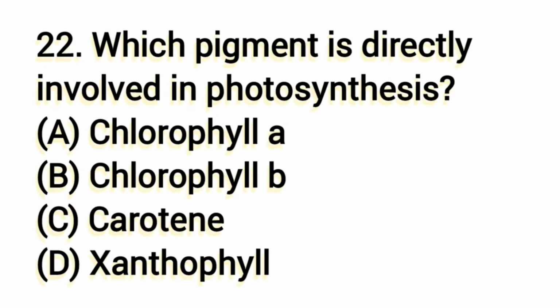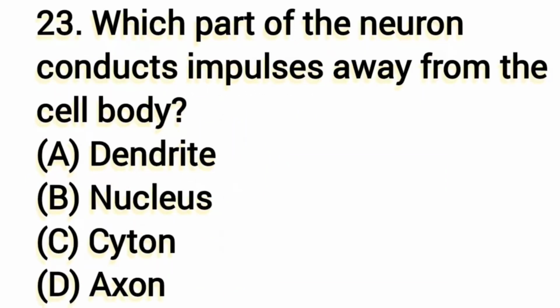22. Which pigment is directly involved in photosynthesis? A. Chlorophyll A. B. Chlorophyll B. C. Carotene. D. Xanthophyll. Answer is A. Chlorophyll A. 23. Which part of the neuron conducts impulses away from the cell body? A. Dendrite. B. Nucleus. C. Cyton. D. Axon. Answer is D.